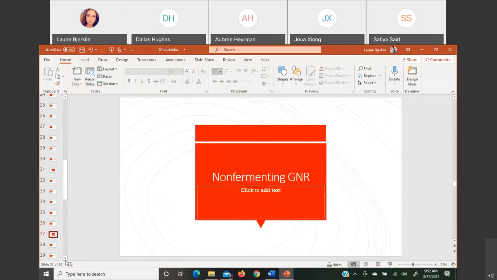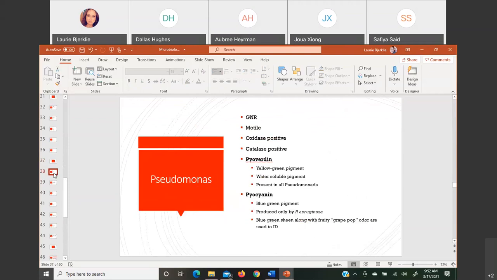Okay, so some other gram-negative rods that are non-fermenters. I forget that this is a long PowerPoint. We're getting there, guys, I promise.